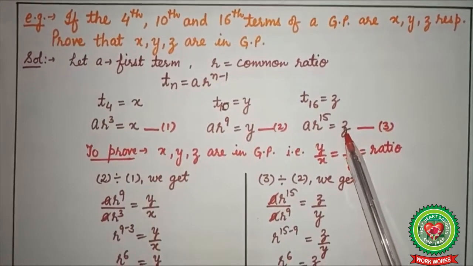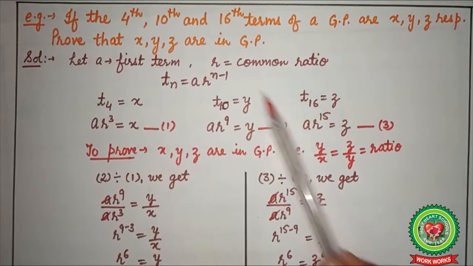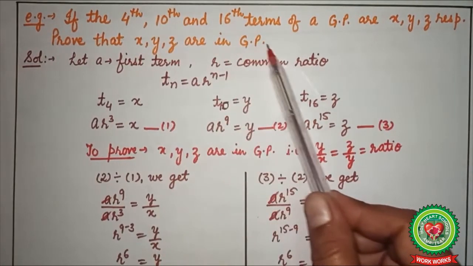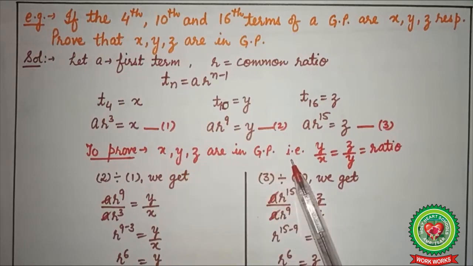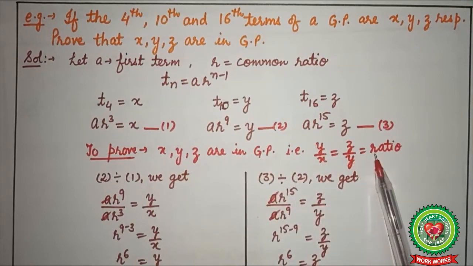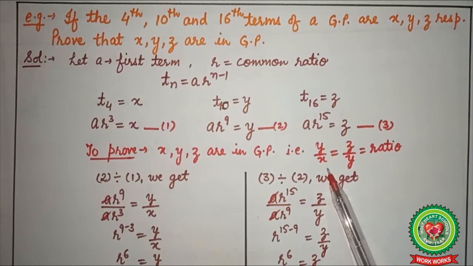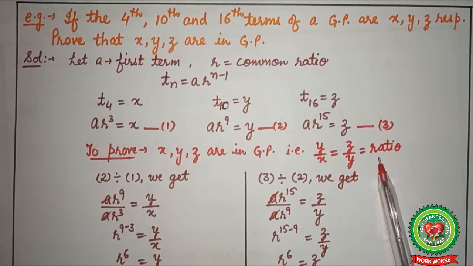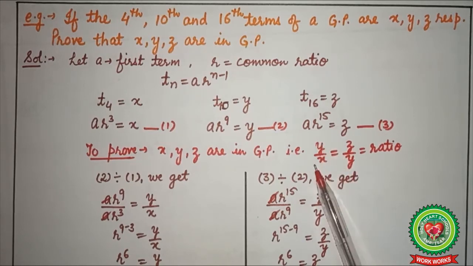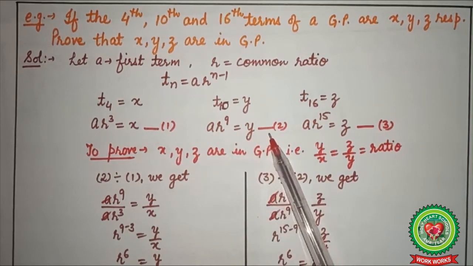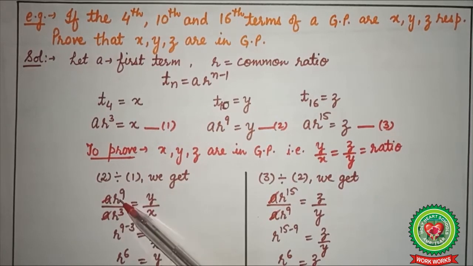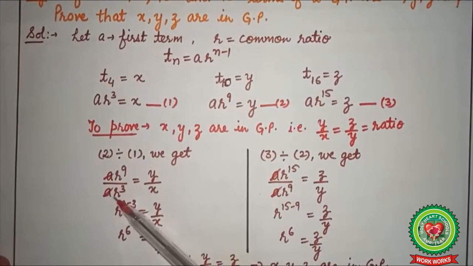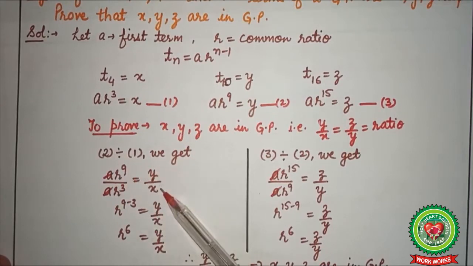Now we have three equations. We have to prove that x, y, z are in GP. For proving x, y, z are in GP, we have to prove that their common ratio is the same. That is, y upon x is equal to z upon y. Now firstly we have to find y upon x. So divide the second term by the first term like this. So we get AR raised to power 9 upon AR cube is equal to y upon x.